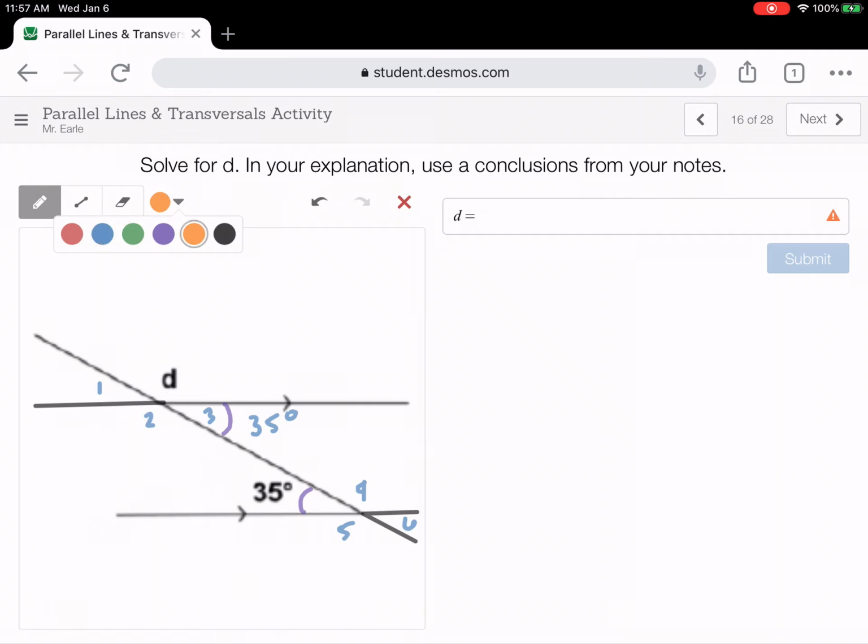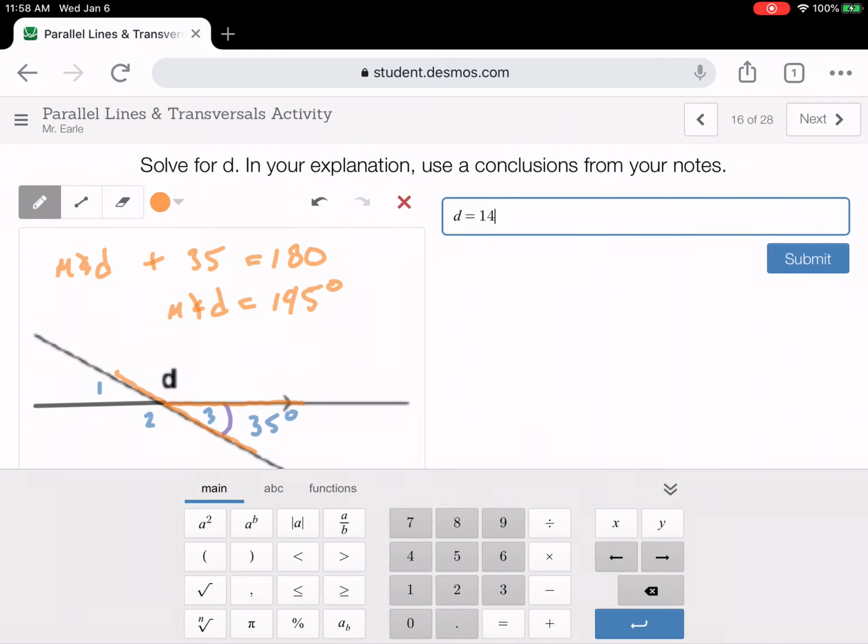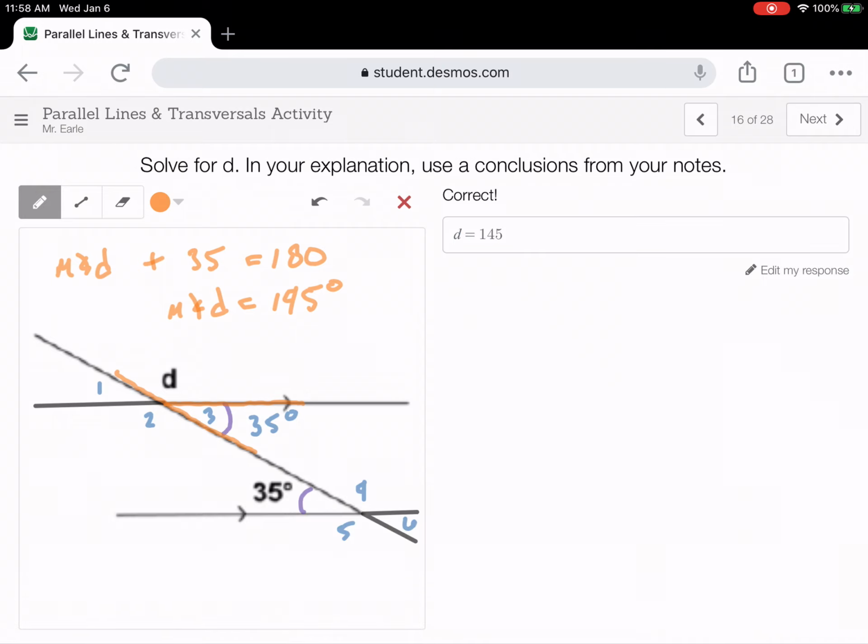Now, based on that conclusion, I can take a look at D and how that relationship has to exist with angle 3. Those two angles form a linear pair. So now what I can do is I can say the measure of angle D plus 35 has to equal 180 because those angles form a linear pair. And now when I subtract 35 from both sides, I end up with the measure of angle D equaling 145 degrees. So I'm just going to go ahead and try out my answer there, 145, and I'm correct. All right, let's take a look at another one.